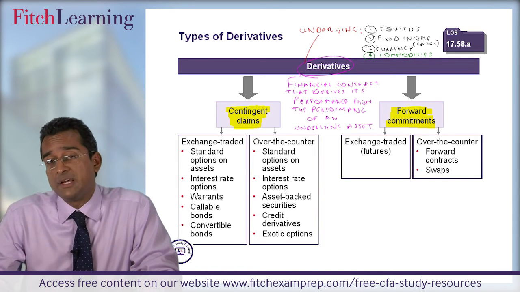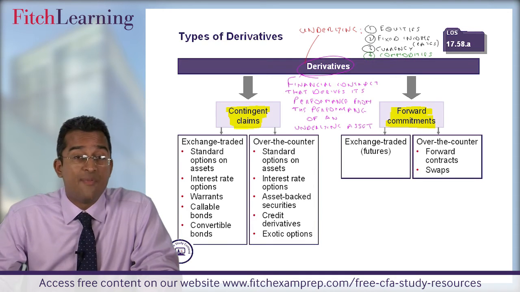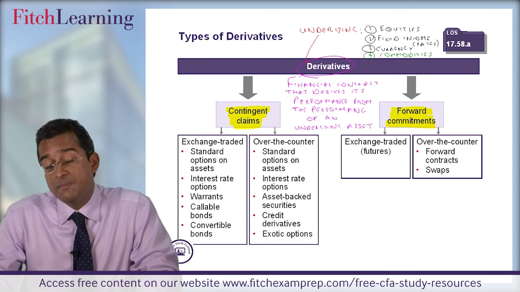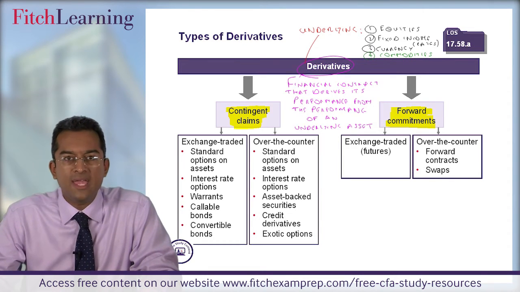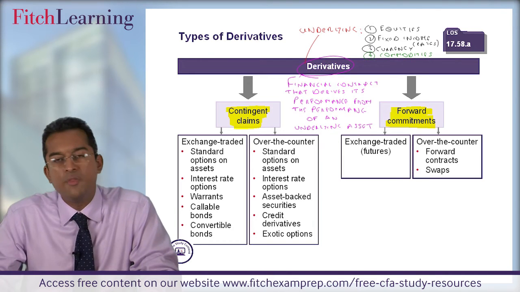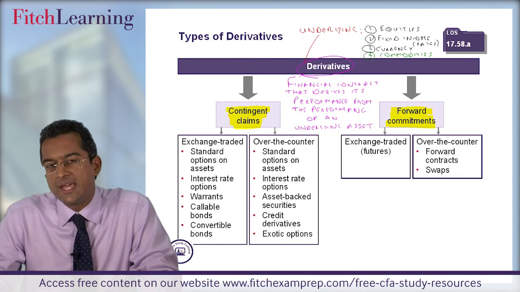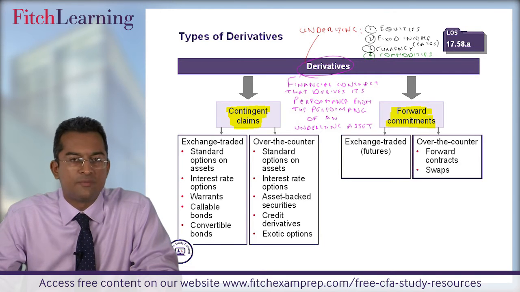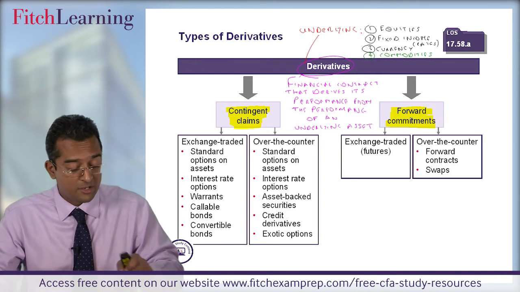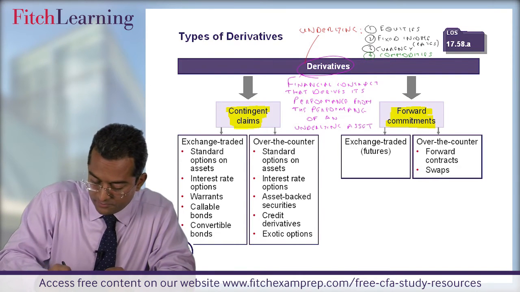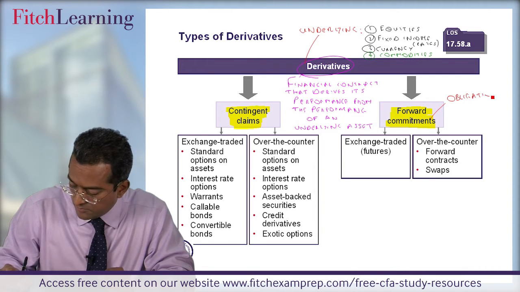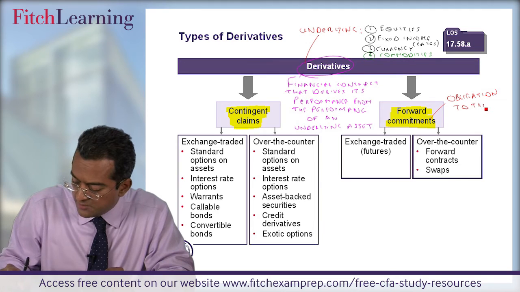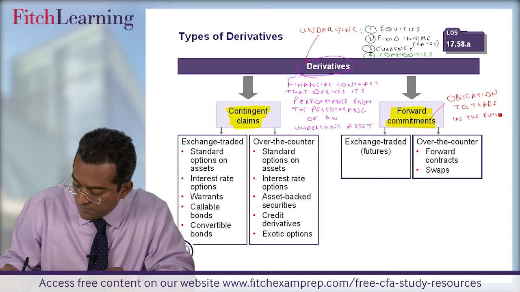If it's a forward commitment, it's an obligation for one party to buy and the other party to sell. The commitment is based upon a particular underlying. One party is going to be paying and one party is going to be receiving a certain amount for the underlying, and the terms are agreed today, but the trade happens in the future. Hence, we say it's a forward commitment. It's an obligation. An obligation to trade in the future.